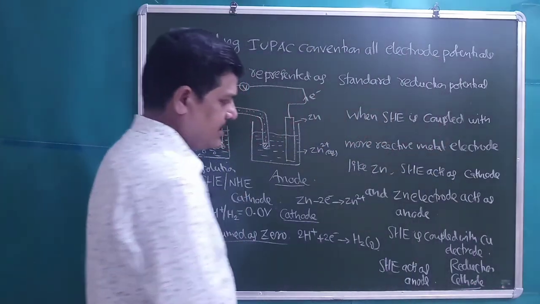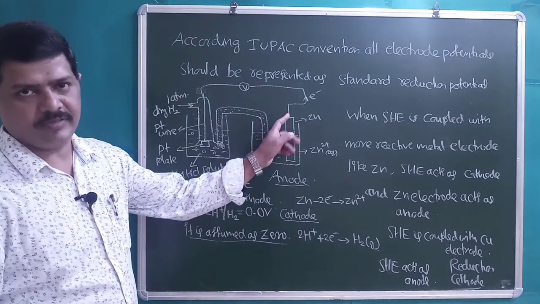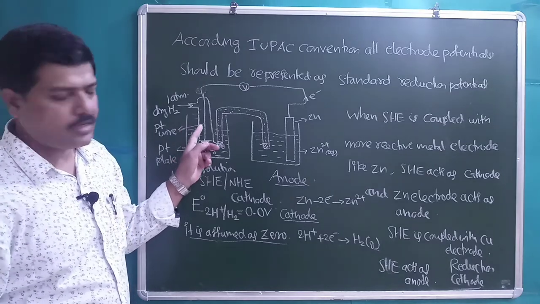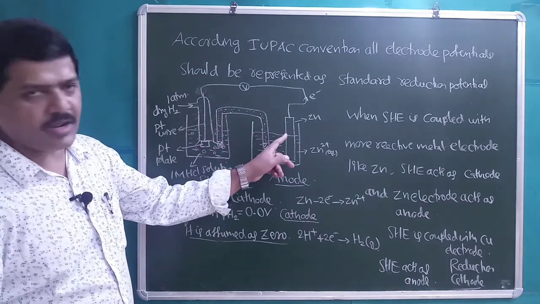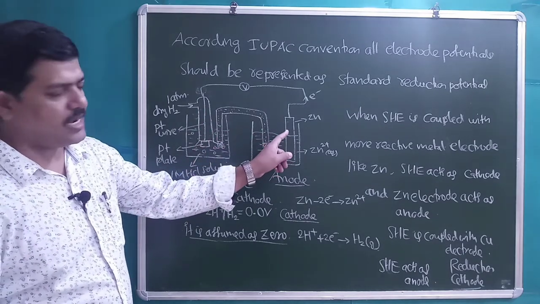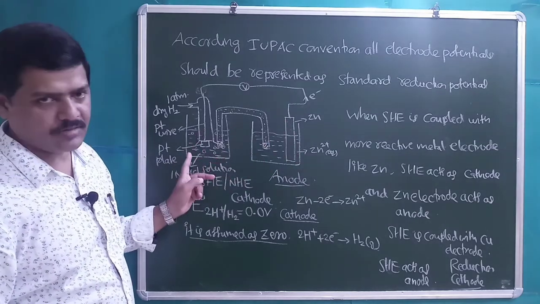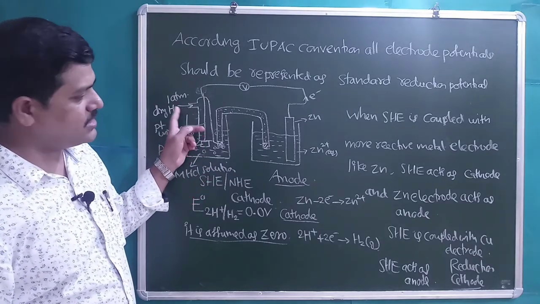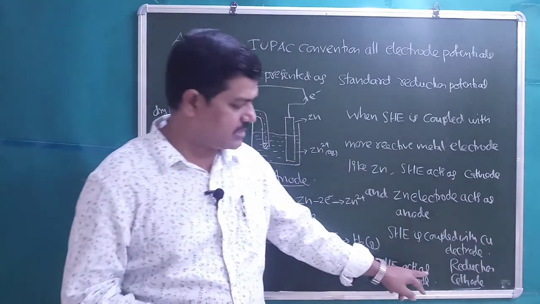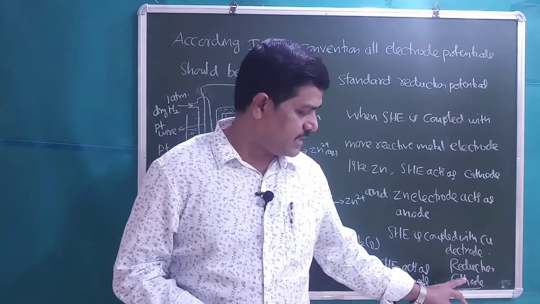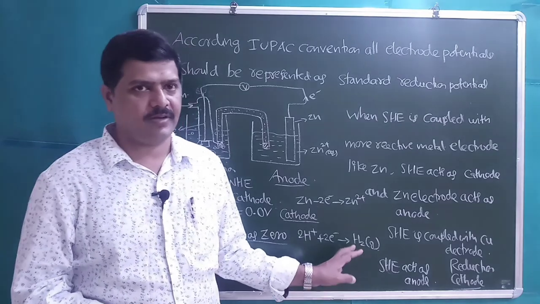So students, we can measure the standard electrode potentials by coupling the electrodes with the standard hydrogen electrode. If the metal connected with the standard hydrogen electrode is more reactive than hydrogen, then that metal electrode like zinc will act like an anode, and the standard hydrogen electrode will act like a cathode. When the standard hydrogen electrode is coupled with a less reactive metal like copper, then the standard hydrogen electrode acts as an anode and copper will act like a cathode. Like this we can measure the electrode potentials for the given metals.